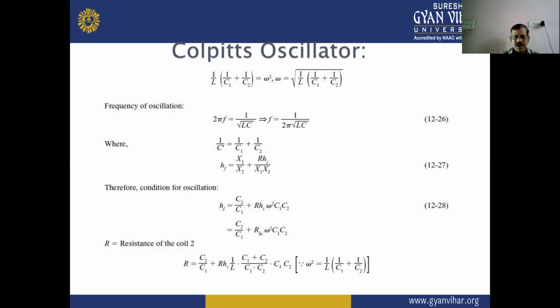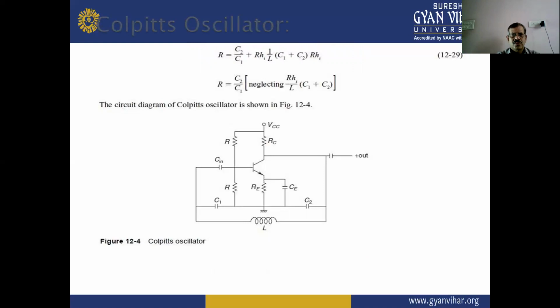Because omega square equals 1 upon L into 1 upon C1 plus C2, where hfe is equal to C2 upon C1, neglecting R hie upon L into C1 plus C2.